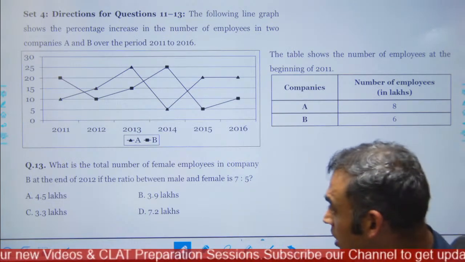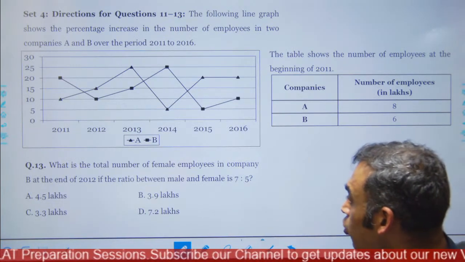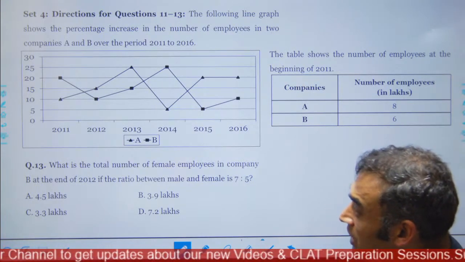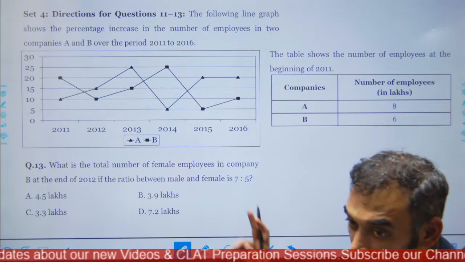Now, like this question, again, we can play smart here. What is the total number of female employees in the company B at the end of 2012? Now we found this value.